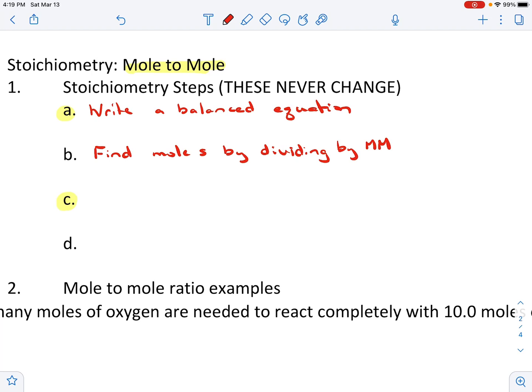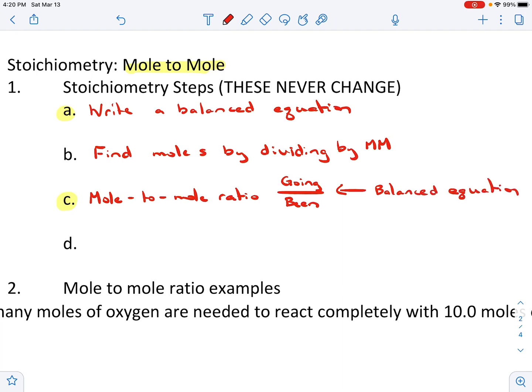Our third step, which is the step we're going to do today, is the mole-to-mole ratio. This is where we put where we're going, or what we're looking for, over where we've been. And this is from our balanced chemical equation. You maybe heard, when we were doing our balancing, that I referred to those coefficients out front as moles. Well, that's what we're going to be using, and we'll see that in just a little bit.